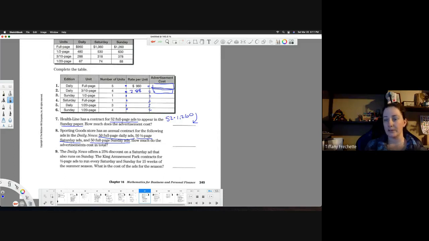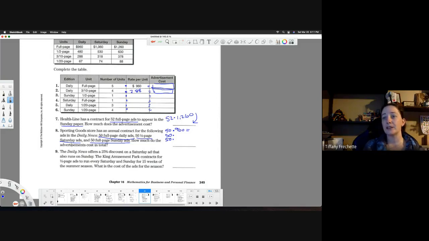How much do the advertisements cost? So we need to just calculate these out. We have 50 of each, so we know it's going to be 50, 50, 50. We're going to multiply by 50 each time here. We just have to figure out our cost. So for a full page ad for daily, that's $9.60. So we're going to have 50 times $9.60, and that'll tell us how much our daily cost is.